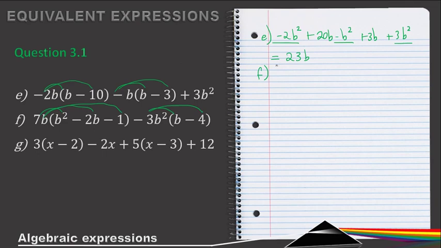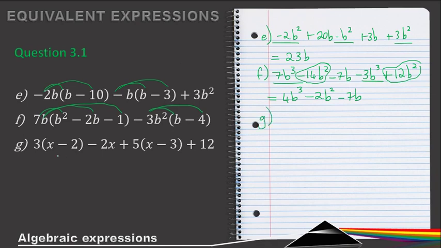So we have 7b to the power 3 minus 14b squared minus 7b. Then multiplying this in, we get negative 3b to the power of 3 plus 12b squared. My like terms are these guys, and then to the power of 2, and then there's just one of those. Okay, so 7b cubed minus 3 is 4b cubed. Minus 14 plus 12 gives me a negative 2b squared, and then minus 7b.